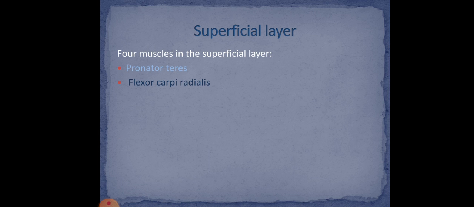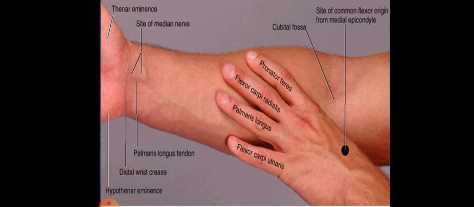The superficial layer contains four muscles, which are pronator teres, flexor carpi radialis, palmaris longus, flexor carpi ulnaris. Use your hand and put the thumb behind the medial epicondyle, and these fingers denote the muscles pronator teres, flexor carpi radialis, palmaris longus, flexor carpi ulnaris.